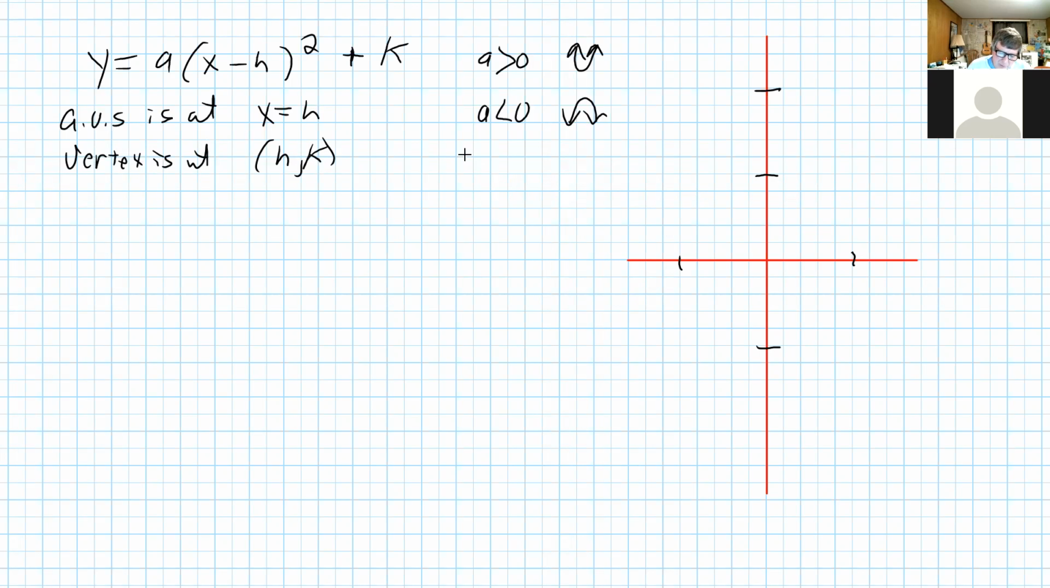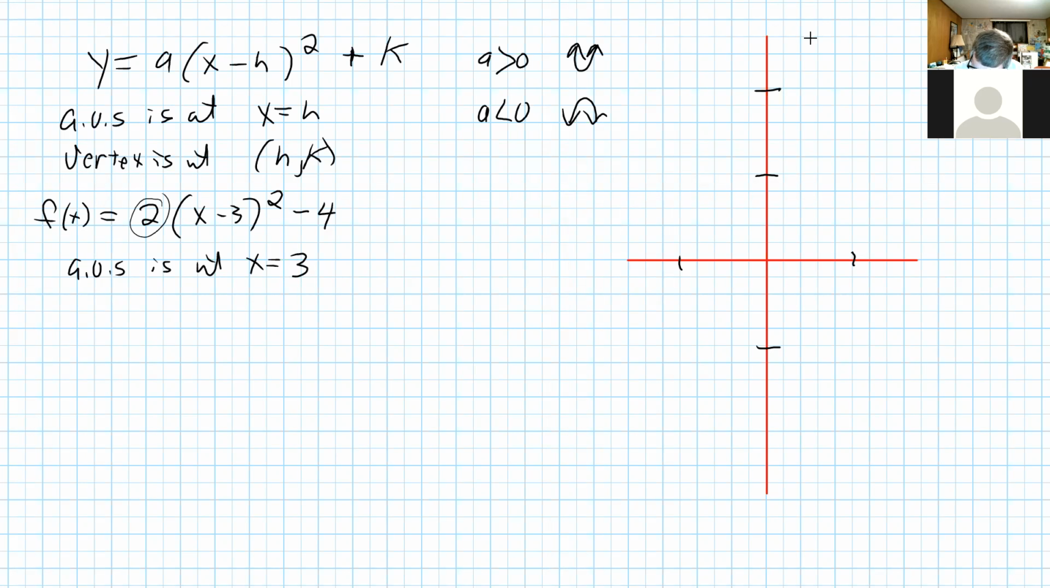All right, so let's say we have the equation y equals, or let's make it a function. f of x equals 2 times the quantity x minus 3 squared minus 4. Okay, so what do I know? I know that the parabola opens upward because of the 2. I know the axis of symmetry is at x equals h, which is 3. So that means that on the graph, there's a dotted line. It's not actually part of the graph, but it's there to help us with graphing. The vertex is at 3, negative 4.